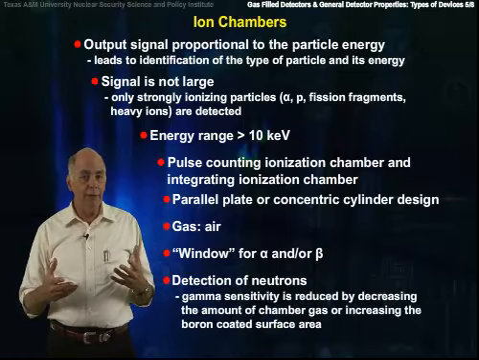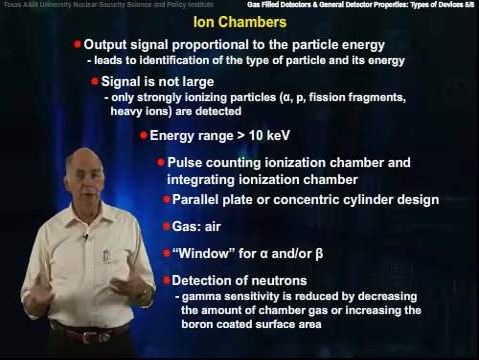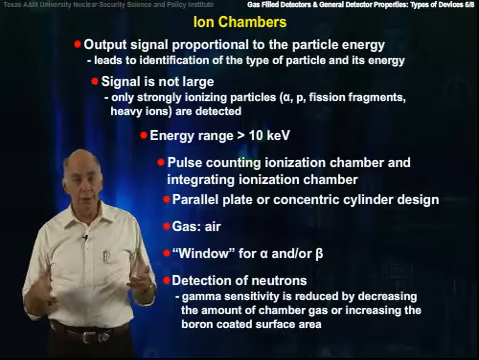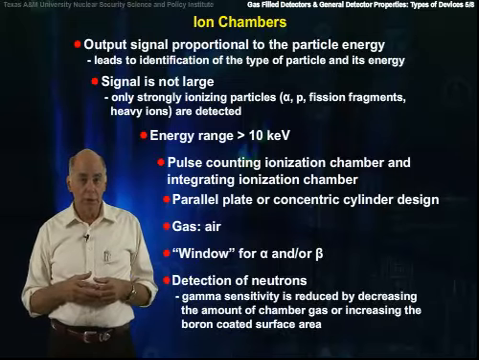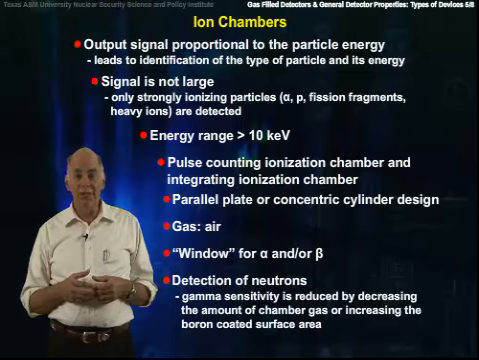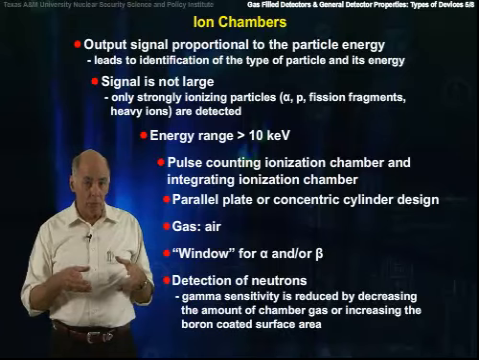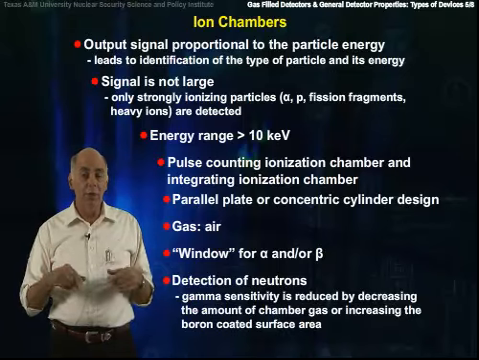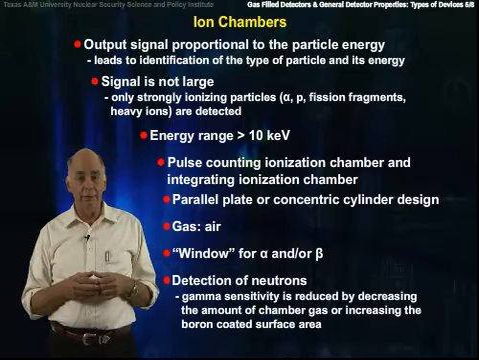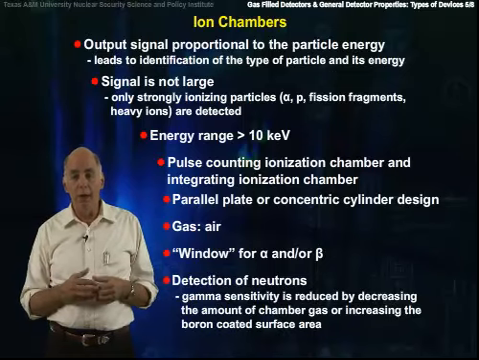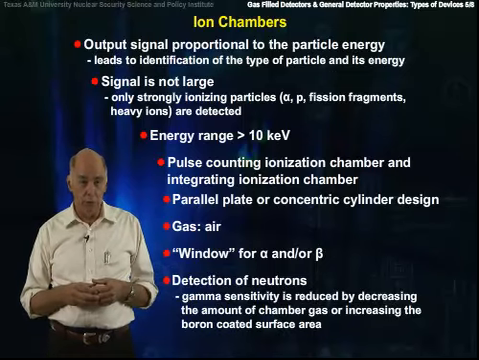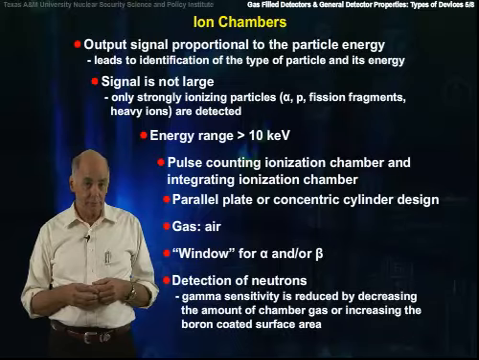If I add boron to the sensitive volume, then neutrons interact with this boron and create charged particles. These detectors can be used to monitor neutron fluence rates at a reactor, for example. There are several design paths to minimize the interference of gamma rays with these detectors, including decreasing the amount of chamber gas or increasing the amount of boron, among other ways. We'll talk about it more in a minute.